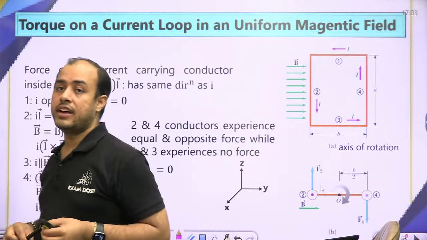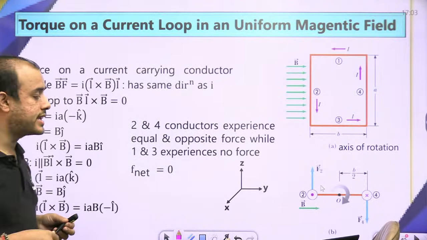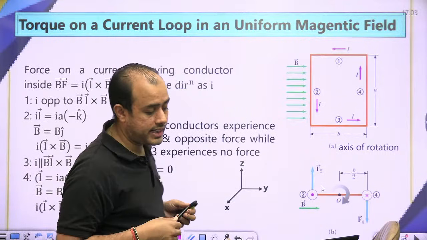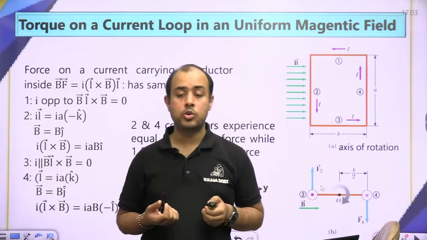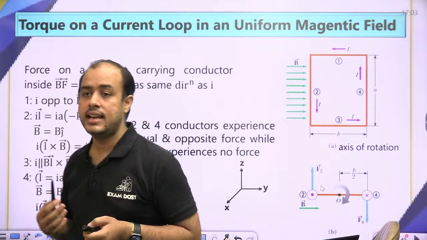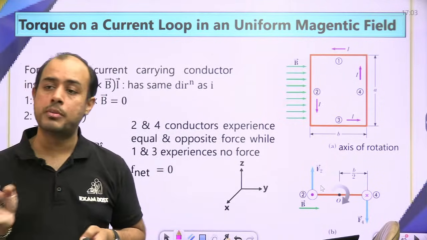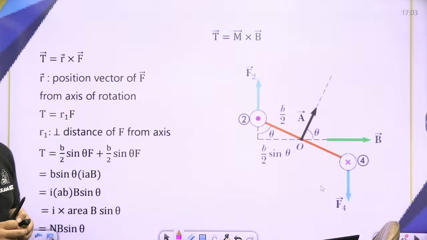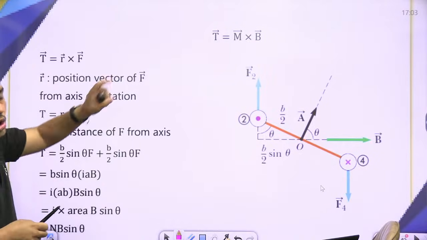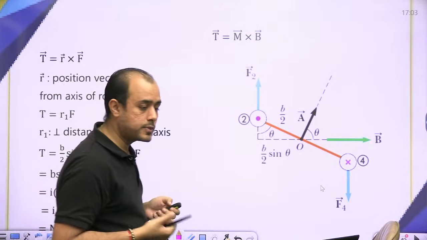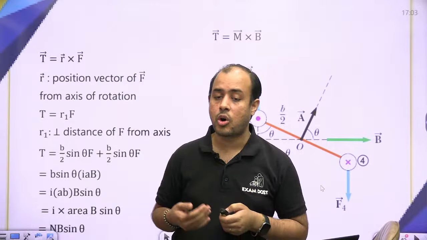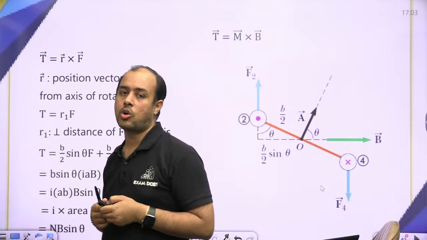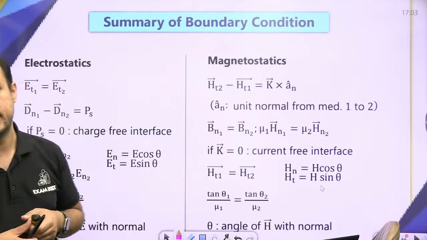Now beta, whenever a current carrying loop is kept in a magnetic field, it experiences a torque. I already told you the torque, M cross B. M is the magnetic dipole moment, current into area. B is the flux density. So torque is M cross B. This principle is used to rotate the coil of a motor or even the coil of a PMMC instrument.